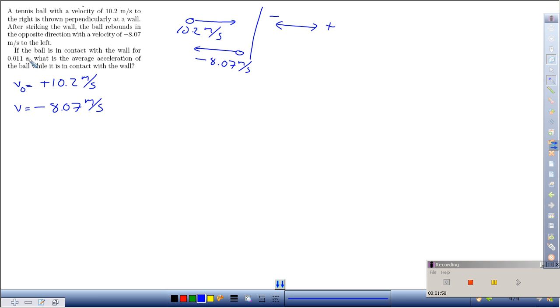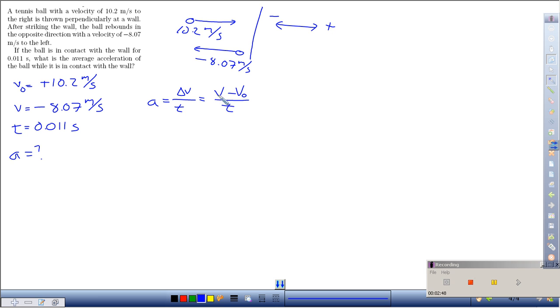If the ball is in contact with the wall for 0.011 seconds, that's my time, t is 0.011 seconds. What is the average acceleration of the ball while it is in contact with the wall? So I'm looking for my average acceleration now. So I'm just going to write a equals question mark. The relationship I have between acceleration, initial velocity, final velocity, and time is given by a, acceleration, equals my change in velocity divided by time, which is going to equal my final velocity minus my initial velocity divided by time.